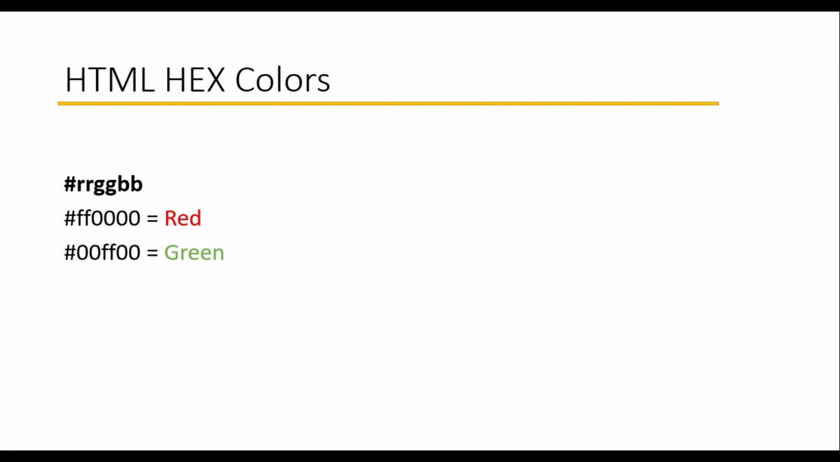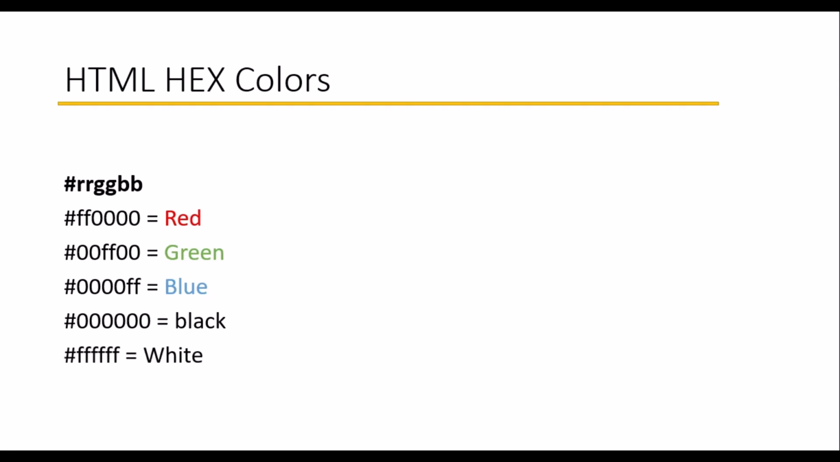And the second, you can see #00FF00, is displayed as green because green is set to its highest value, which is FF, and the two others are 0. And the last one, as you can see, the blue is the highest value, that's why it's blue color. To display black, set all color parameters to 0, and to display white, set all color parameters to F.